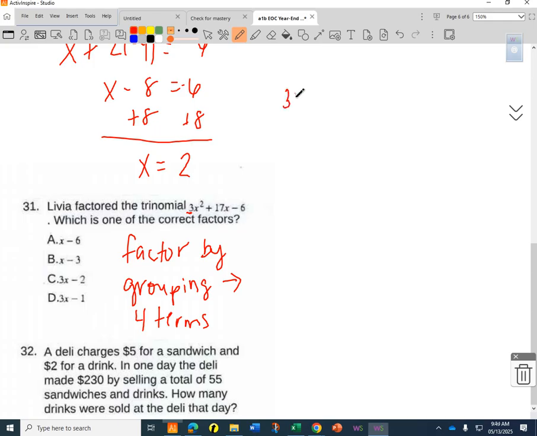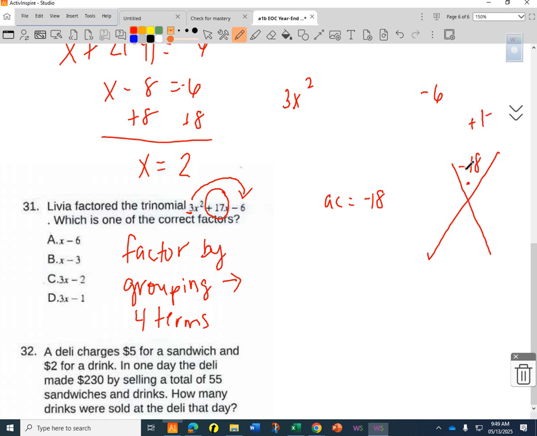Our first term always stays the same. Our last term always stays the same. And we're going to rewrite this positive 17x as 2 terms and add them here. The way we figure out what those 2 terms are supposed to be, we're going to take a times c, right? So AC is negative 18. That's the product of the coefficients on our 2 terms. So if it's a negative, what do the signs have to be? 2 positives, 2 negatives, or 1 of each? 1 of each.